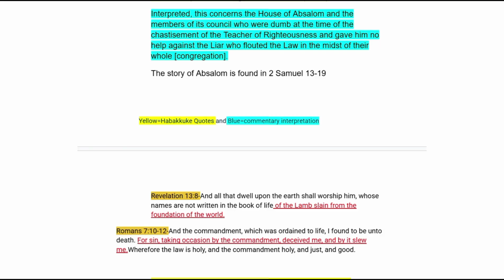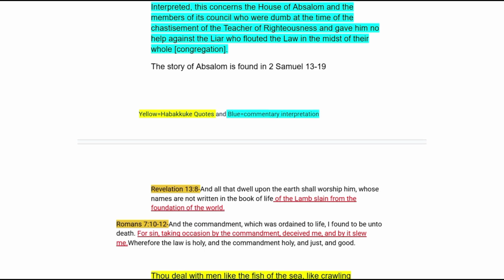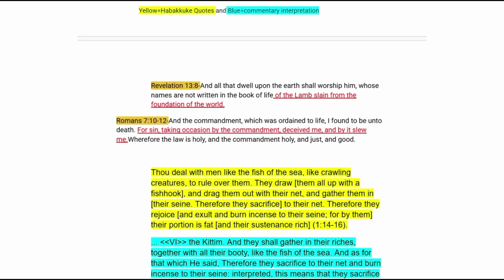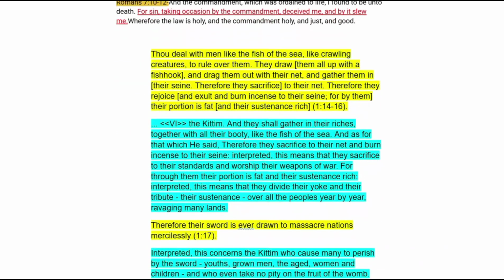So you see this idea even here in Romans that Satan used the law as flouting it, as I think the commentary points out, flouting the law in the midst of the whole congregation. Now, I'm not 100% sure on this, but like I said, I think there are some Bible verses that give us a little clearer of an understanding.